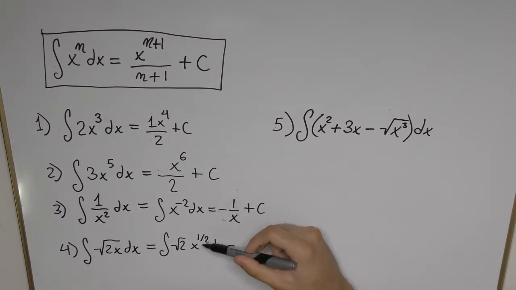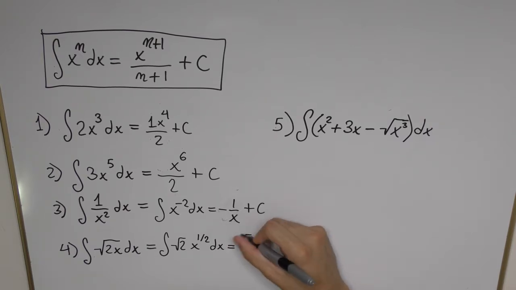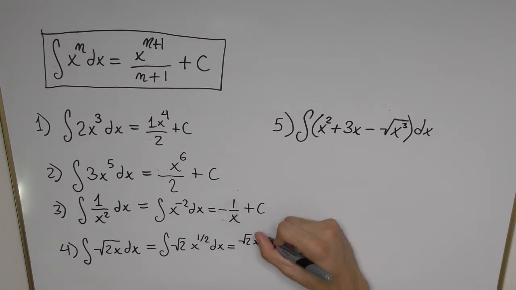So now all we need to do is add 1 to this power. Now we start off with the square root of 2 that remains intact. When we add 1 to a half, we get x to the power of 3 on 2.